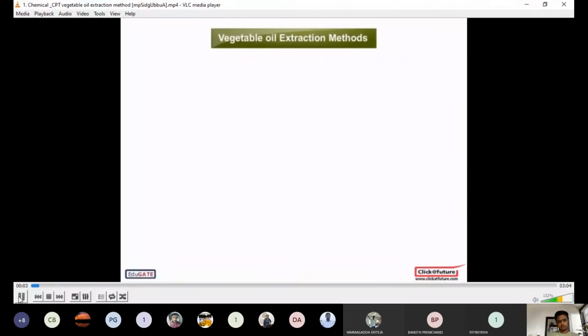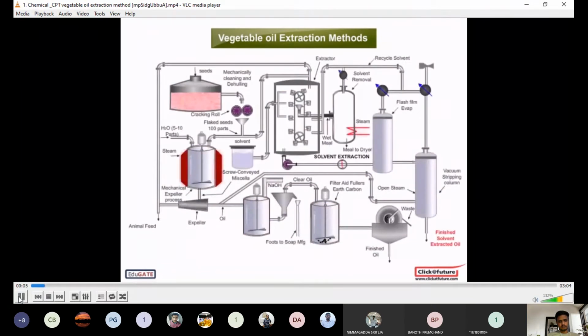Oil extraction methods. Following flow sheets shows the process.